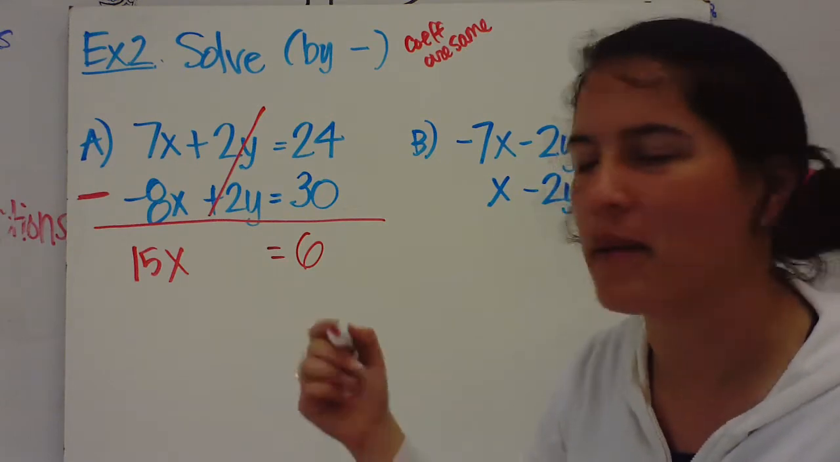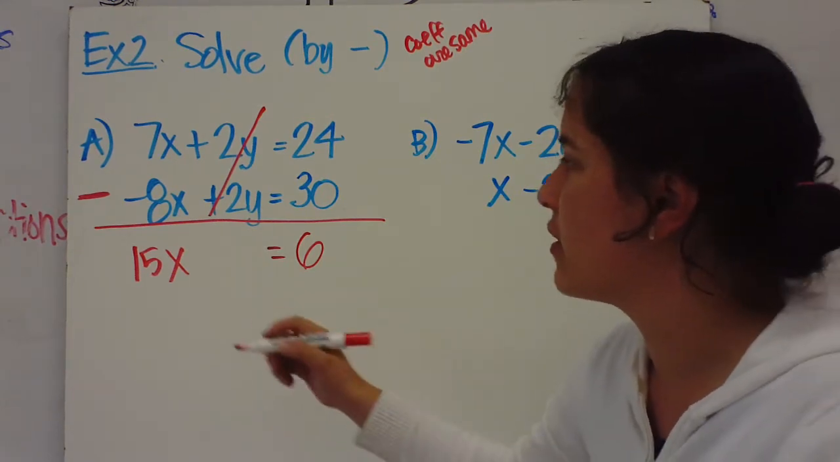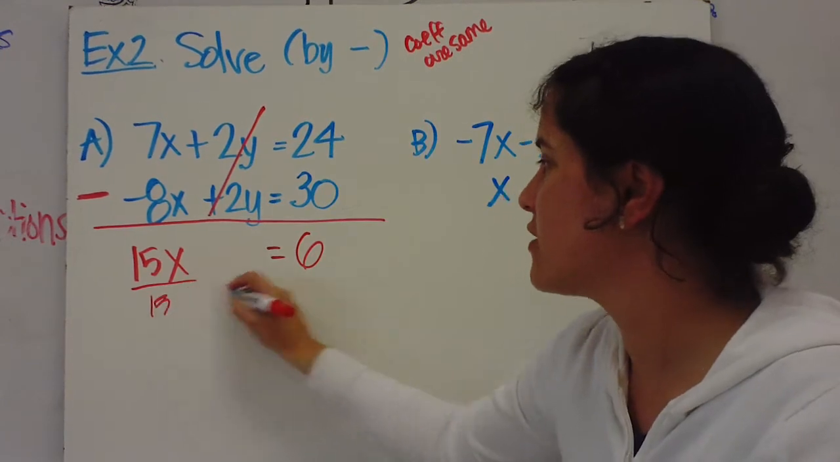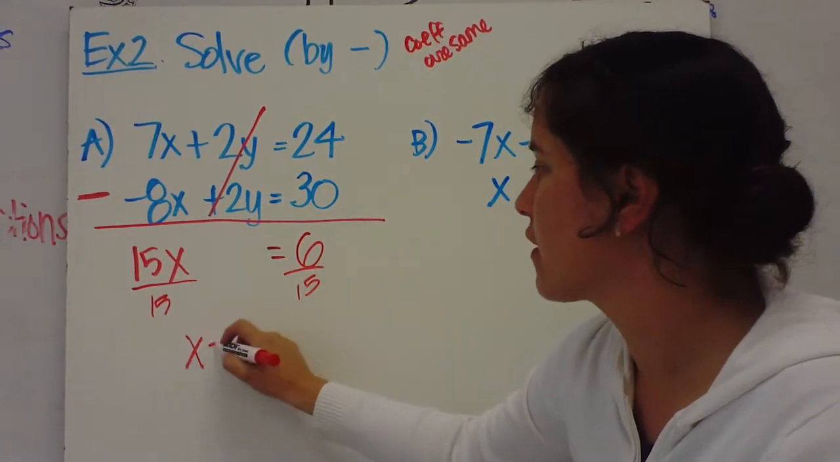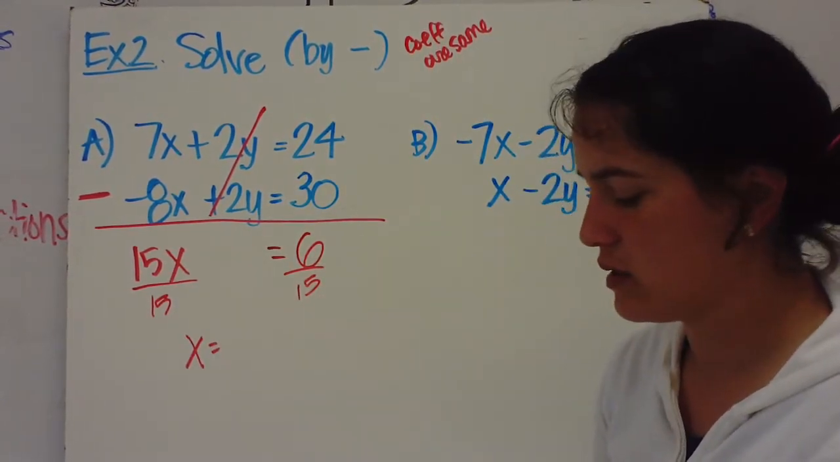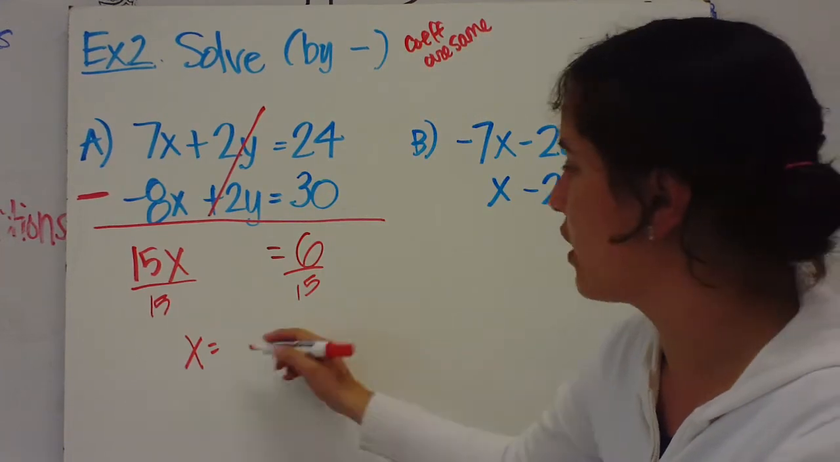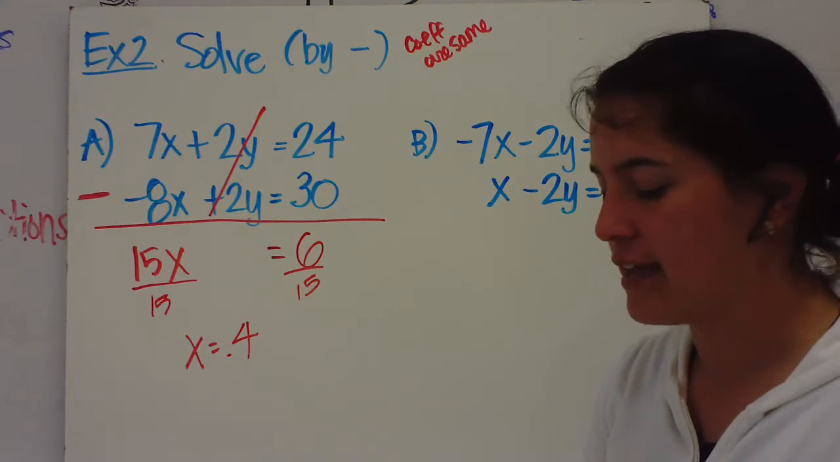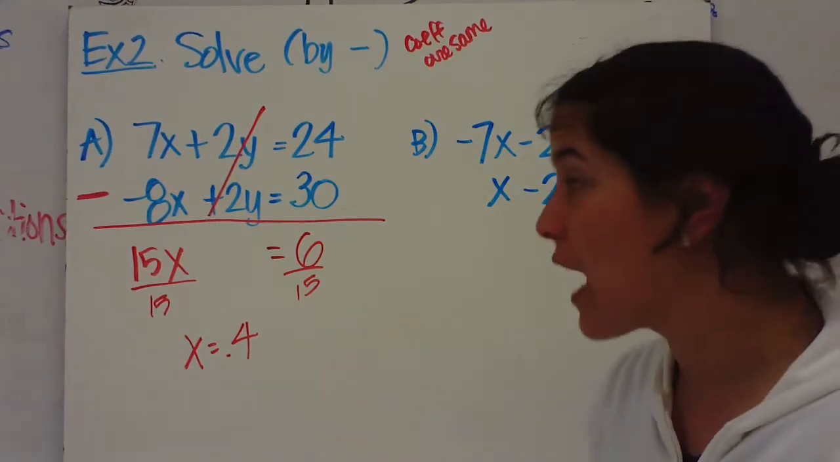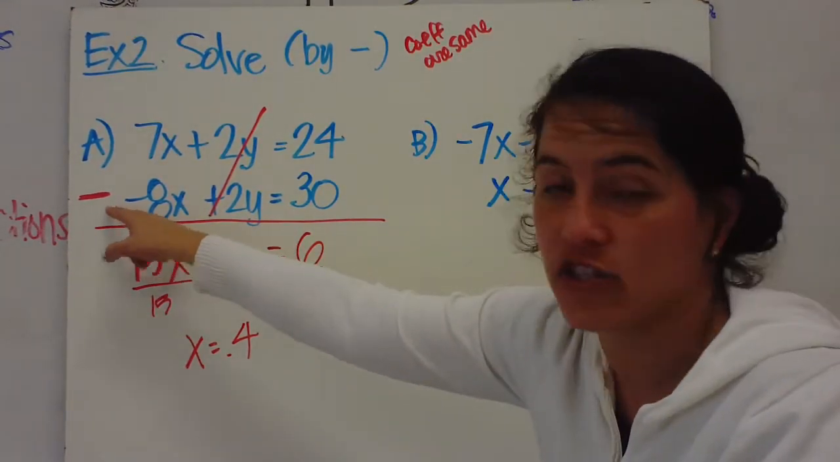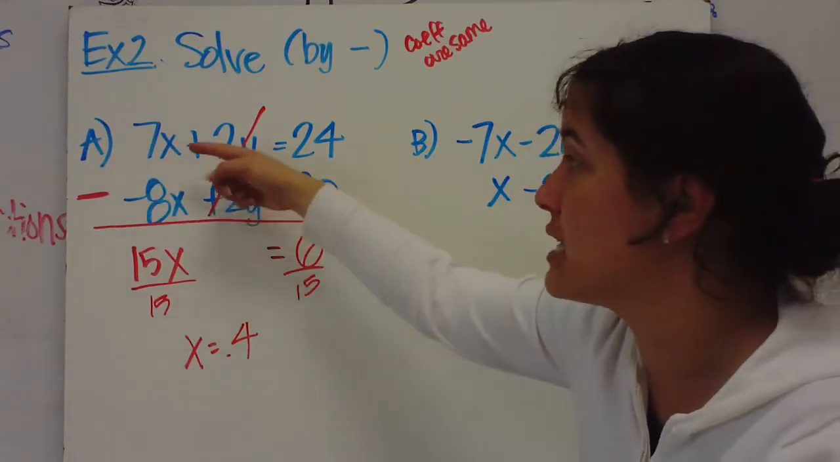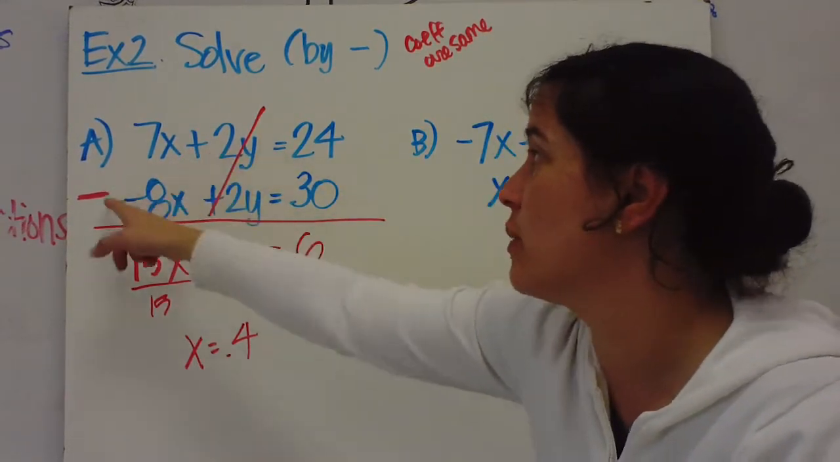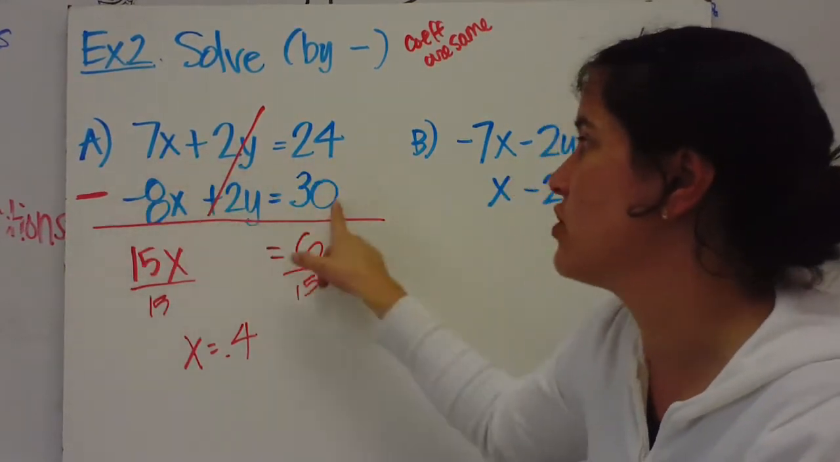Something just doesn't look right, but my paper's right over there, so we'll keep going. I need to divide both sides by 15, and x equals 0.4. Okay, 0.4. And I subtracted the equations. In the other examples, I was adding them. So you see I did 7 minus negative 8, 2 minus 2, 24 minus 30.